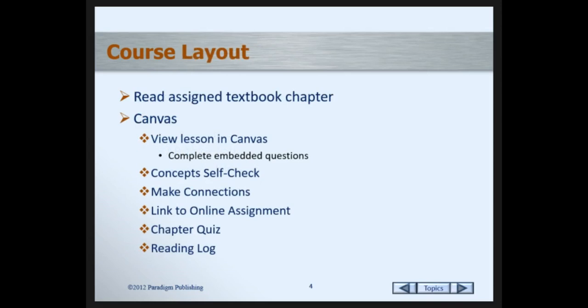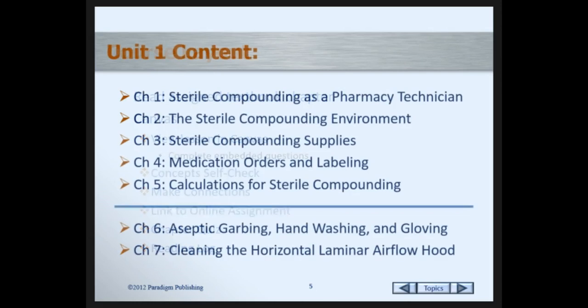So the course layout, as I said in Canvas, you're going to read your chapter, you're going to go into Canvas, you're going to review your lesson, your concept self-check, and the check your understanding. Those questions are embedded into Canvas. Your lesson questions, they'll be embedded like this. Then concept self-check, then make the connections, do your online assignment, do your quiz, and then record your reading time.